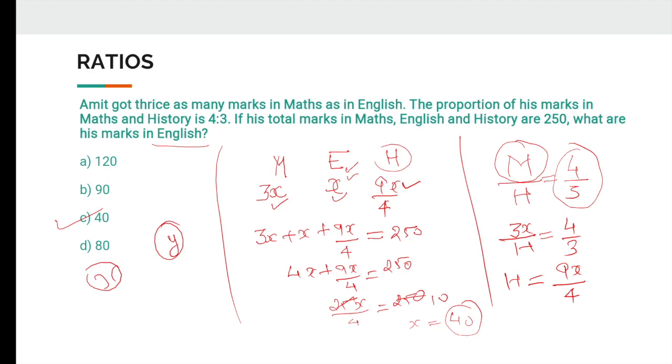So friends, these are the very basics about the ratio. We need not do anything, just try to find the proportion value considering one with the other. That's the basic concept.